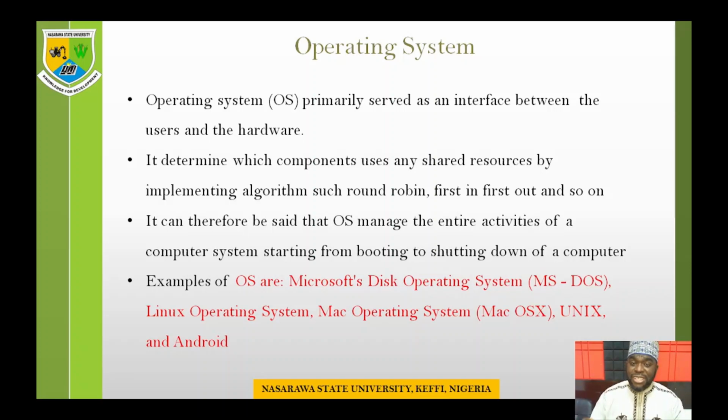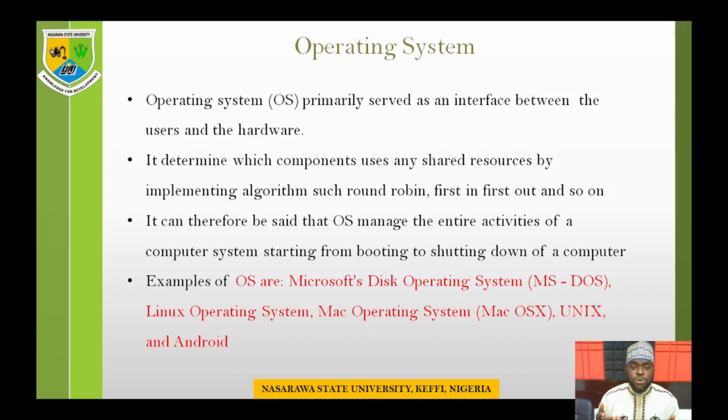Without the operating system linking the application software and the underlying hardware, communication will not take place. So the primary function of the operating system is to serve as an interface, a link, a medium that links the application software and the hardware itself.